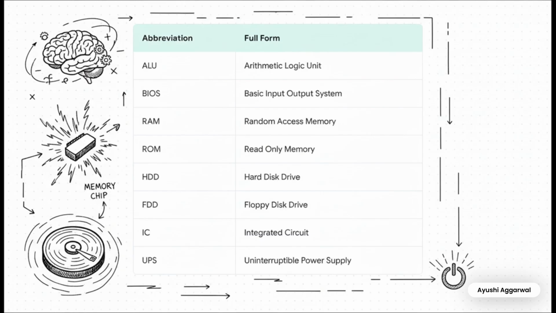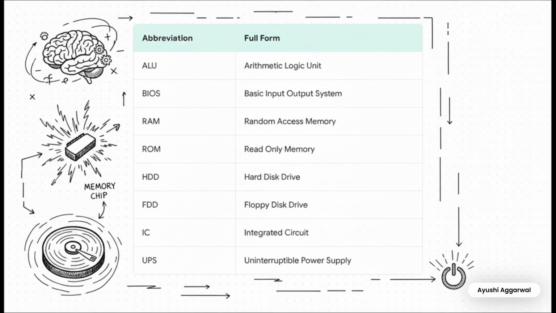The BIOS is the first program that starts when you turn your computer on. It kind of wakes everything up. Then we have memory. RAM is like your computer's work desk. It's short-term memory for whatever it's working on right now. ROM, on the other hand, is long-term memory with instructions that don't change. Your files, they're stored on an HDD or hard disk drive. We don't really use the old FDDs, floppy disk drives, anymore.